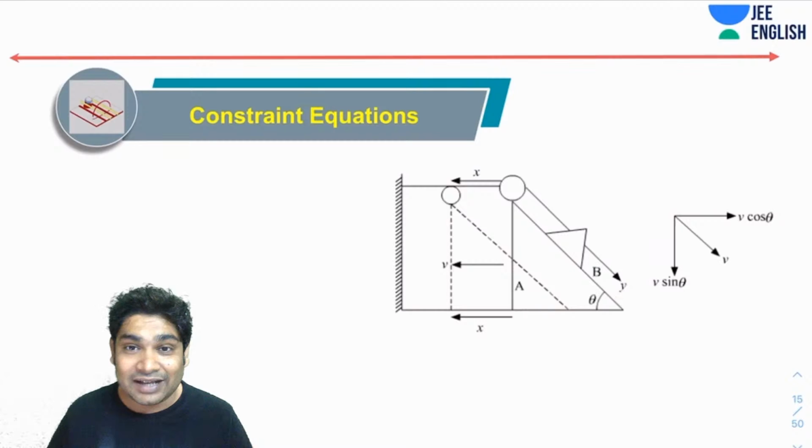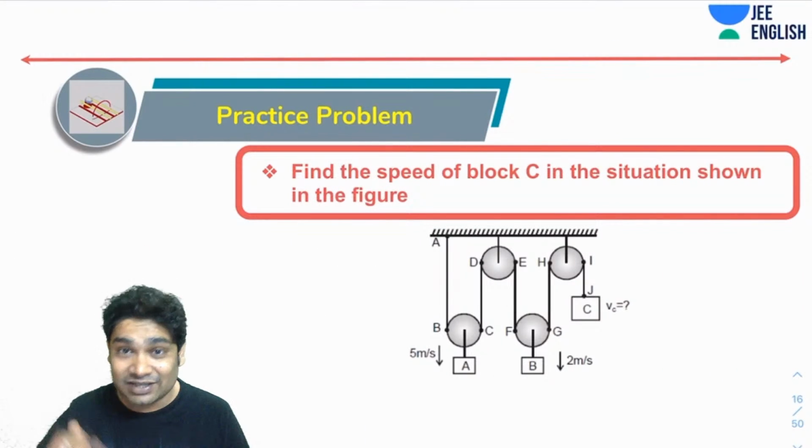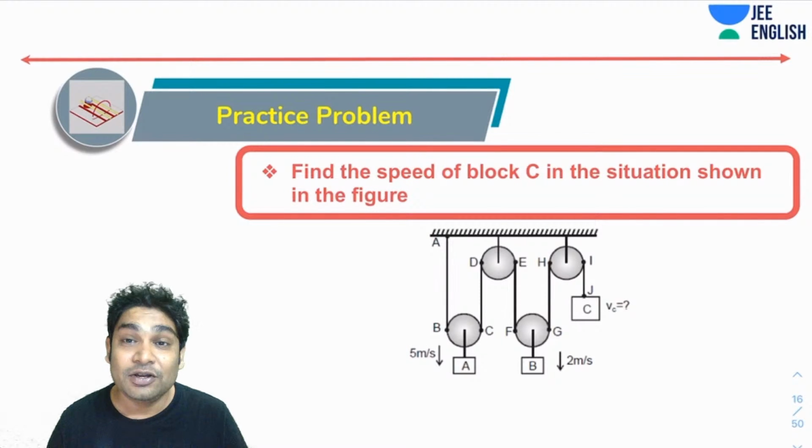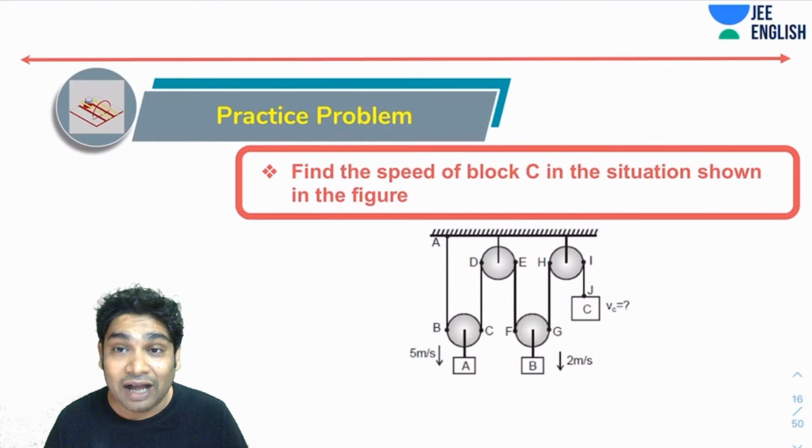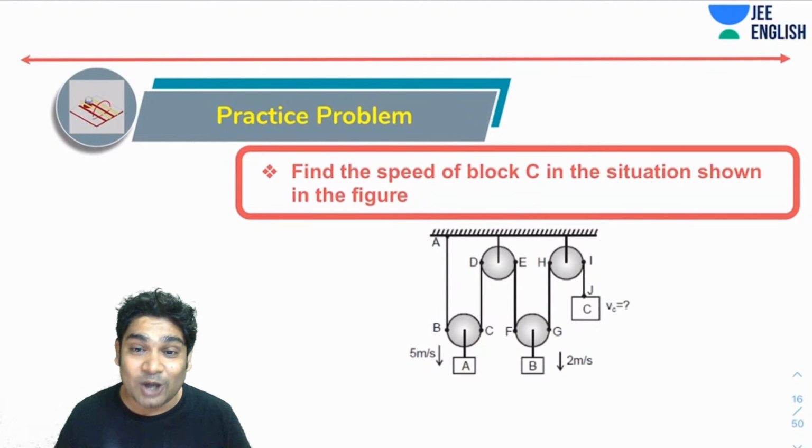So remember, last time we were talking about string constraints. We discussed string constraints. All right, so here is a problem to warm you up. Let's see how much you remember from that discussion. In this situation, you have been told that the speed of block A is 5 meters per second downwards, that of block B is 2 meters per second downwards. You have to find the speed of block C.